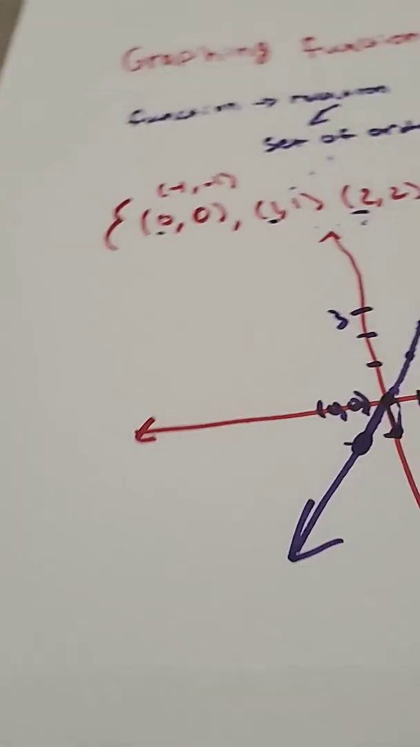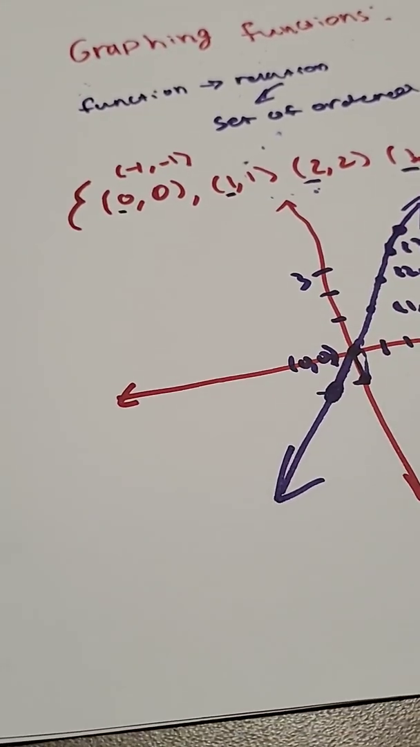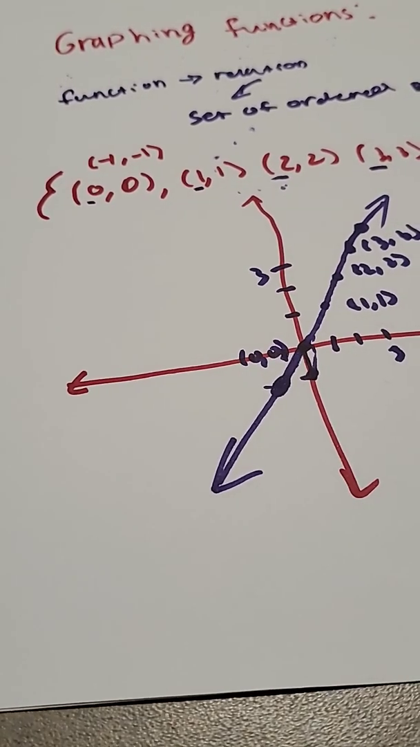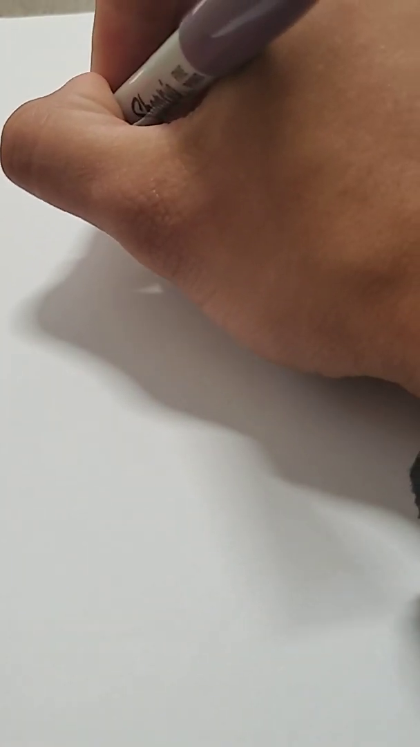All right, so what if we're given the same sets, but we're asked to find a rule? Well, what we could do is make a t-chart with x and y. We just put all the points here. So x values are -1, 0, 1, 2, 3.